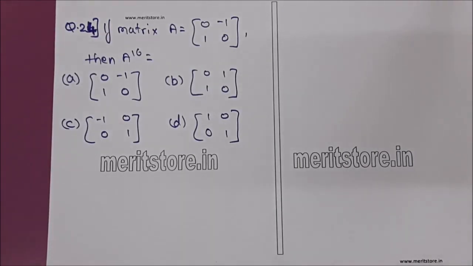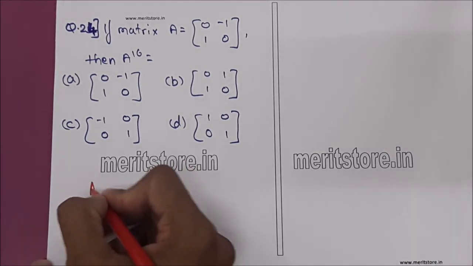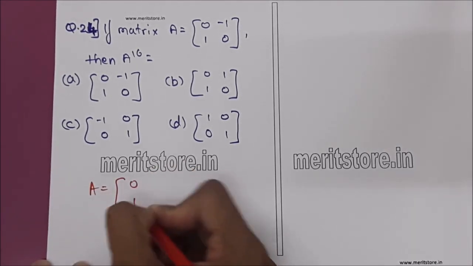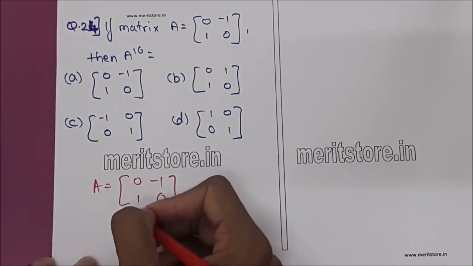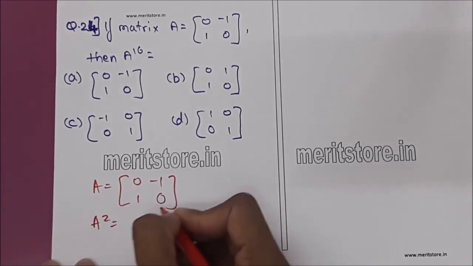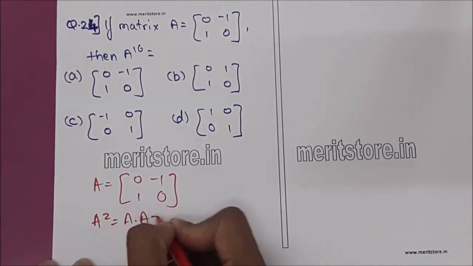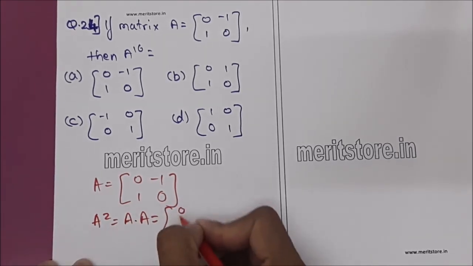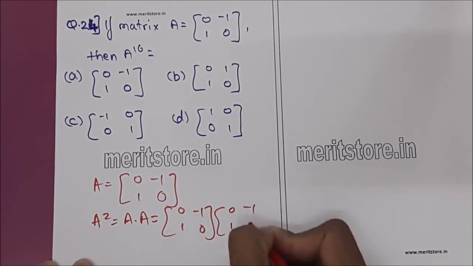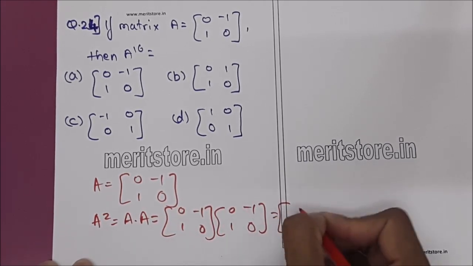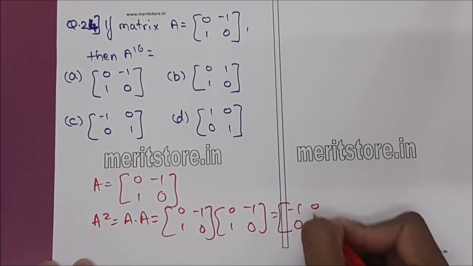Question 24. If a matrix A is equal to 0, minus 1, 1 and 0, that is 2 by 2, then A raised to 60. So we have A is equal to 0, 1, minus 1 and 0. We solve for A square, that is A square is equal to A into A, 0 1 minus 1 and 0, 0 1 minus 1 and 0, that is equal to minus 1 and 0, 0 and minus 1.